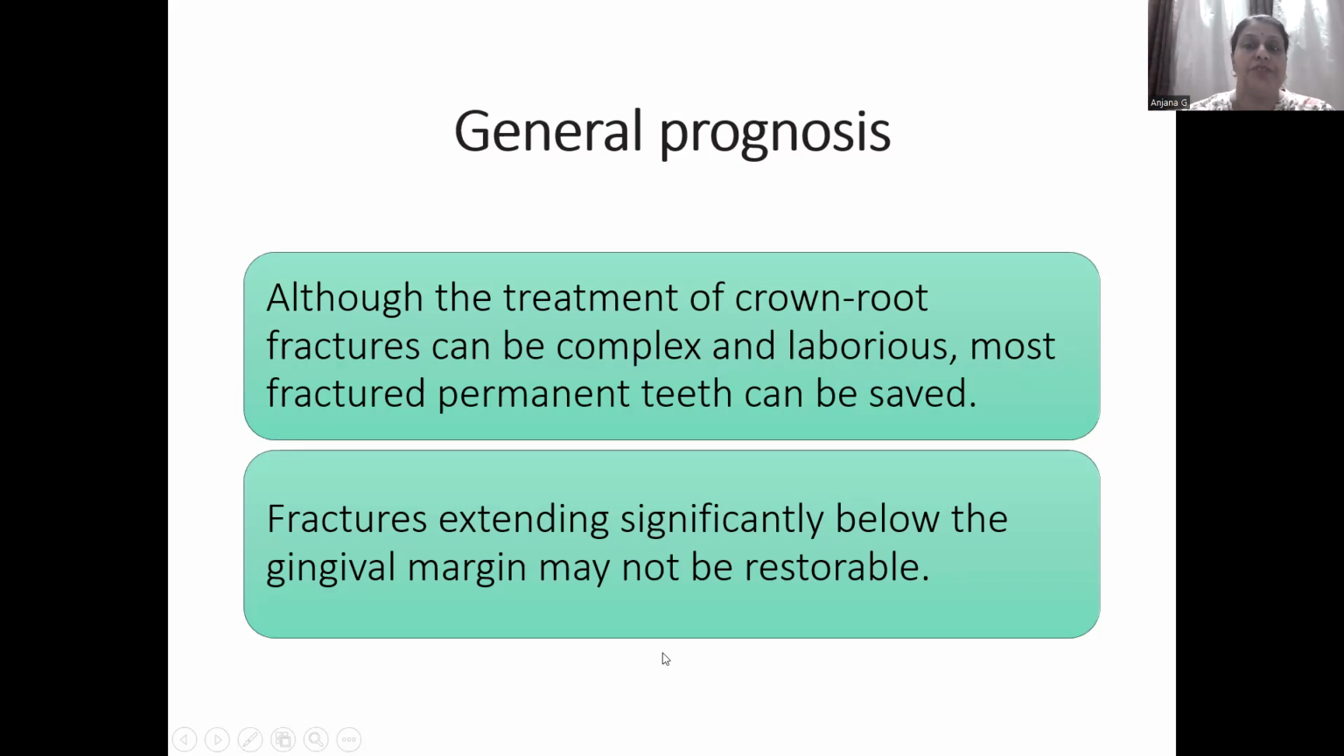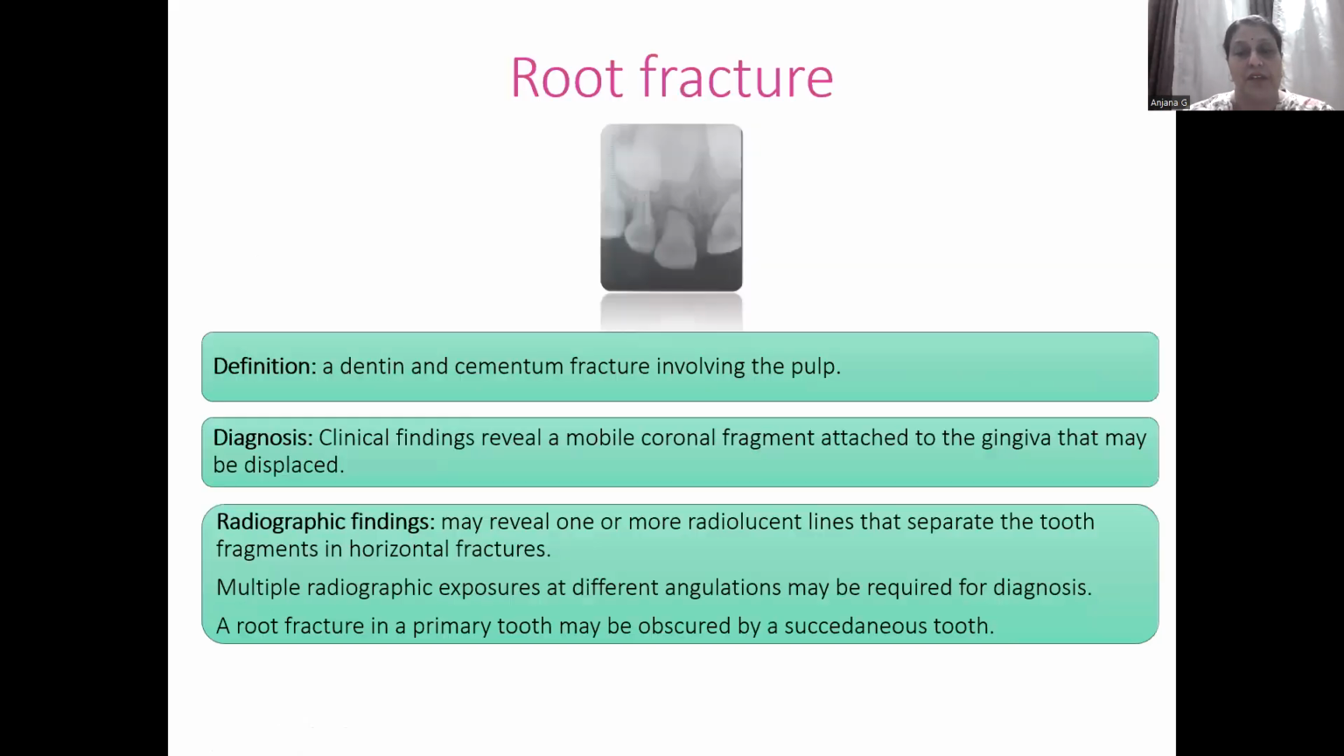General prognosis: although the treatment of crown root fractures can be complex and laborious, most fracture treatment can be safe. Fractures extending significantly below the gingival margin may not be restored. So keep that in mind.